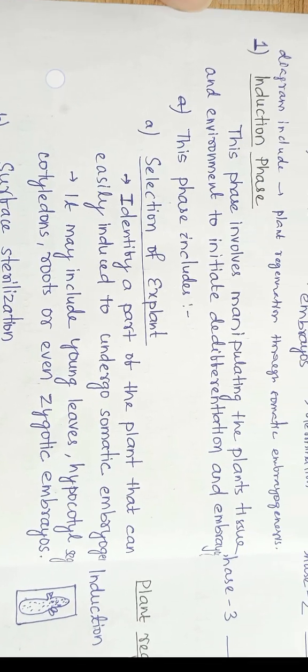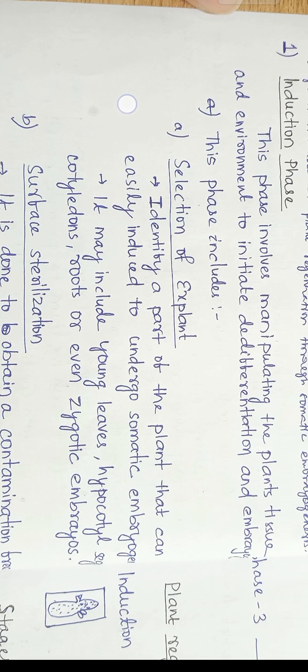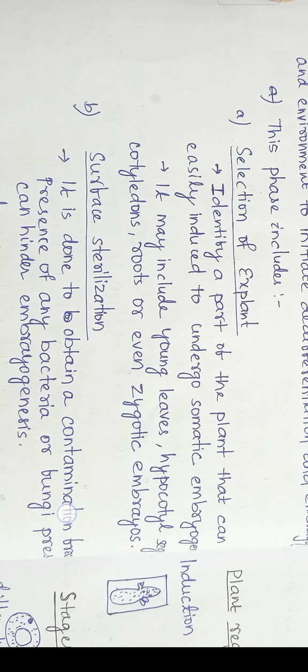Induction phase is like this. This phase involves manipulating the plant tissue and environment to initiate de-differentiation of the embryo. This step includes the selection of explants. Identify a part of the plant that can be easily induced and undergo somatic embryogenesis. It may include young leaves, hypocotyl, cotyledon, root, shoot and anything.